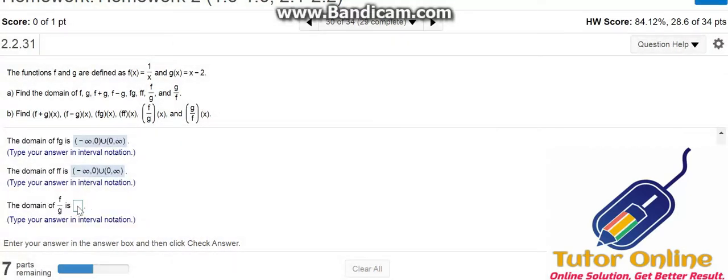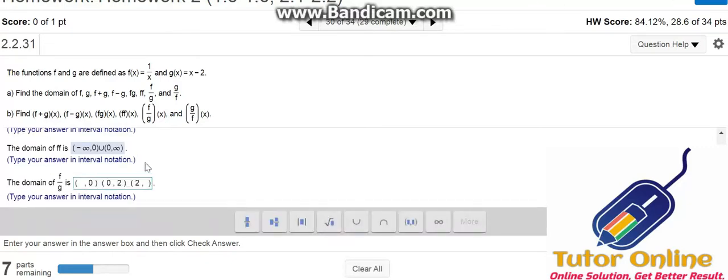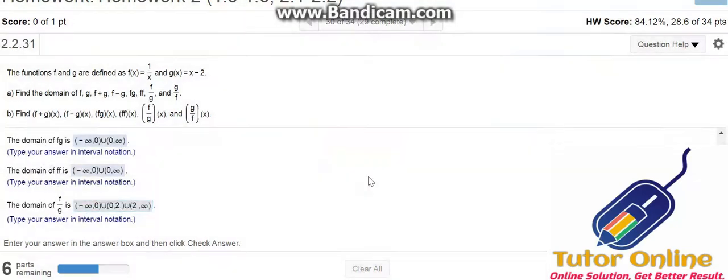Domain of f by g, f divided by g, where f is 1 by x divided by x minus 2. So we will find it: minus infinity to 0, then 0 to infinity. Here we can't use 0 and 2. Yeah, let's check it once. Yeah, that's a good job.